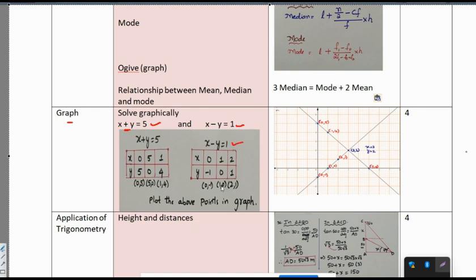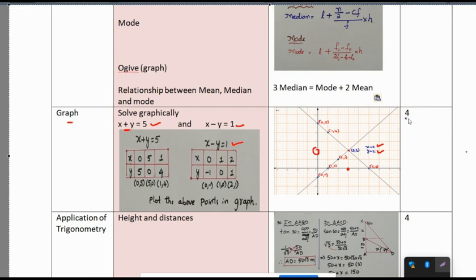Once we get the points, we have to plot them in the graph and draw the straight lines. These two straight lines will intersect at a point which is nothing but 3 comma 2. X axis it has 3 and y axis meeting at 2. So x is equal to 3 and y is equal to 2 is the solution of the pair of linear equations. This is how we have to solve the graph in pair of linear equations.